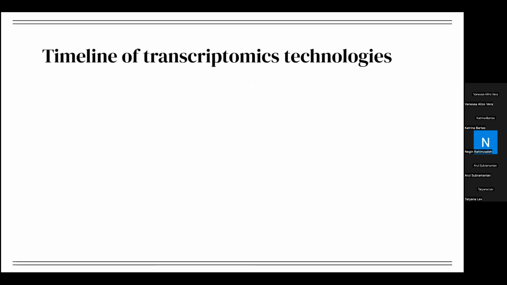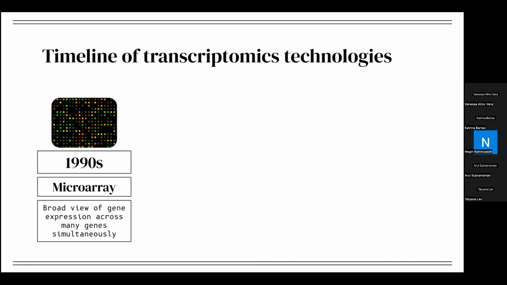So now I'll talk a little bit about a timeline of transcriptomics technologies over the last few decades. The 1990s was when we first started having microarrays. Microarrays basically give you a broad view of gene expression across many genes simultaneously. If you imagine an array with a bunch of spots, each spot will have a different probe for a different gene of interest. And then you can just put your sample on this microarray and see what different genes are being expressed. So that's microarray.